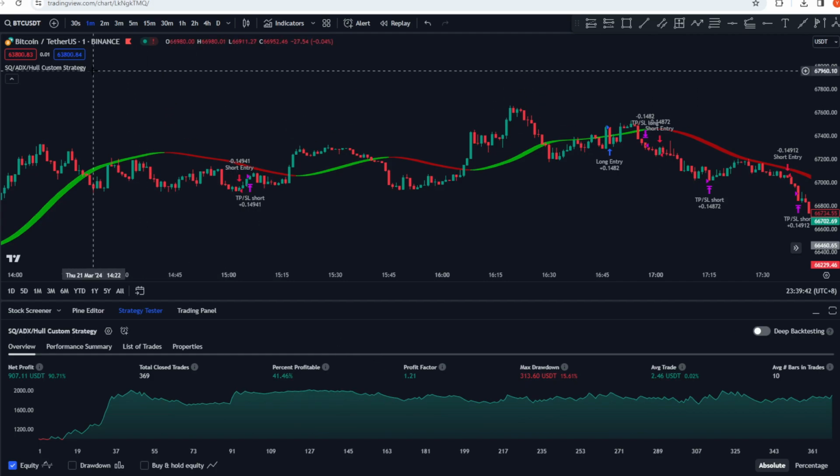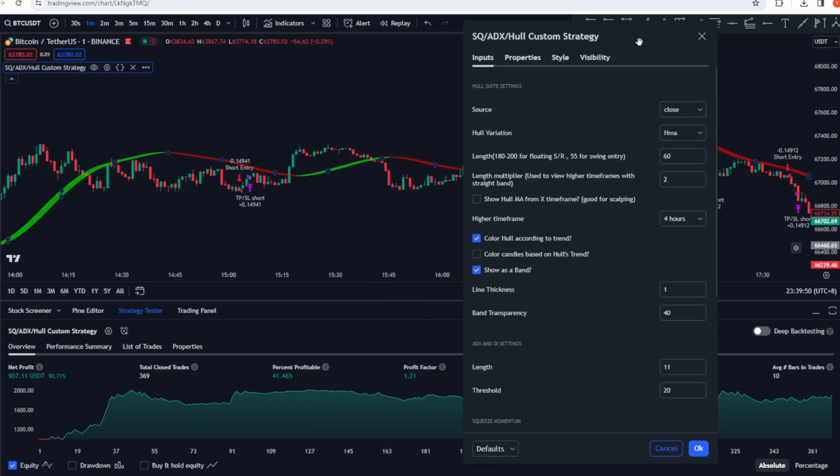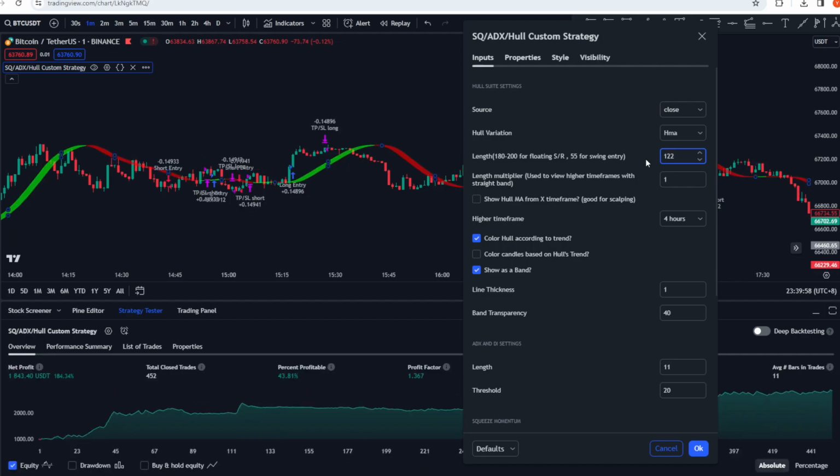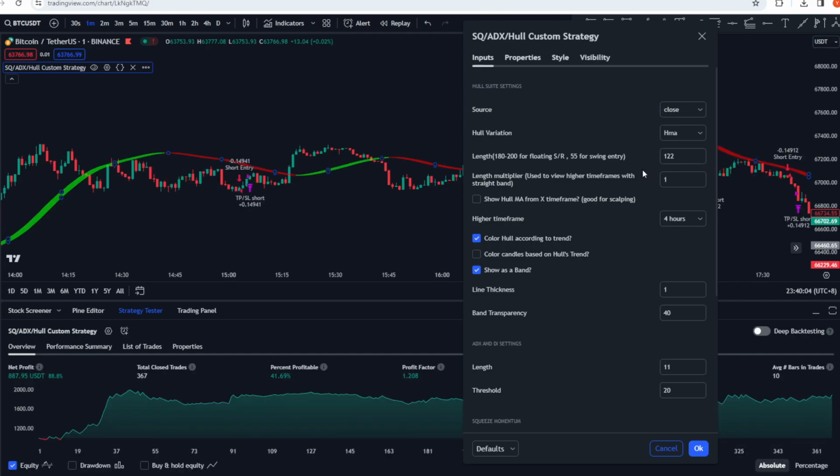So I'm going to give you guys the settings to input for this custom HOW indicator, and you will be able to increase your profit factor accordingly. First up, you want to change the length multiplier to 1 and the length of the indicator itself to 122. As you can see from that, we have managed to increase our profit factor already.